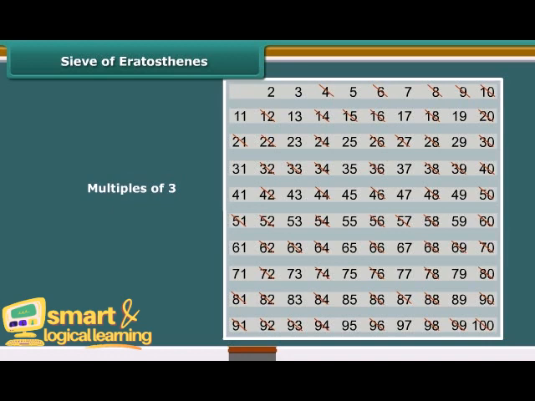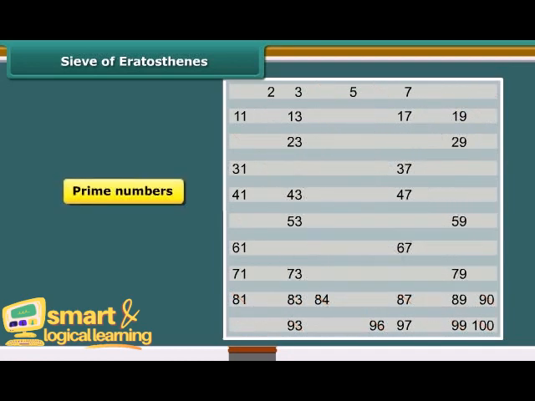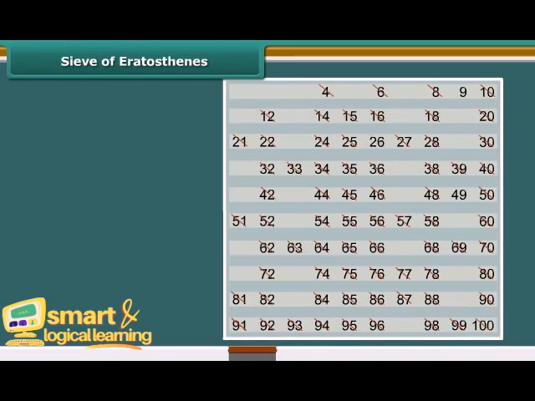The next uncrossed number is 5. Encircle 5 and cross out all the multiples of 5 other than 5 itself. The next uncrossed number is 7. Encircle 7 and cross out all the multiples of 7 other than 7 itself. All the uncrossed numbers are prime numbers. All the crossed numbers other than 1 are composite numbers. This method of isolating prime numbers is called the sieve of Eratosthenes.